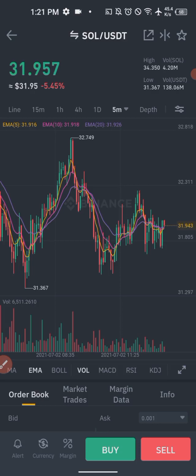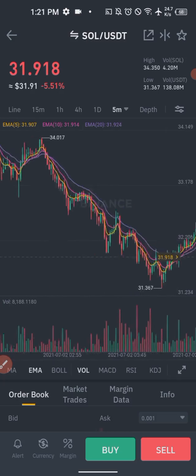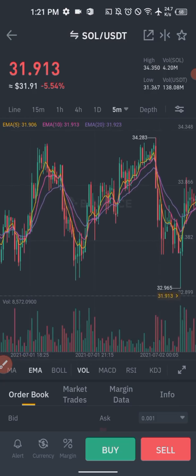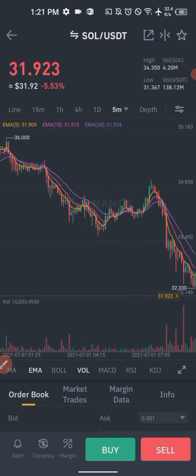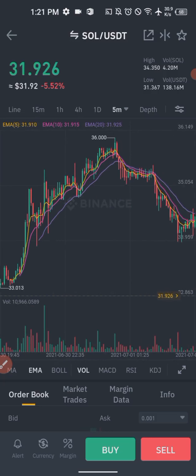Now, I'm going to trade. But first of all, I need to know at least within the last 3 or 4 months, what is the lowest place Solana has entered? What is the lowest value? So it's presently at 31.9. But let us check how badly Solana has done thus far. You can see in recent times, the lowest place Solana has gotten to is 32. At least this is what's here.